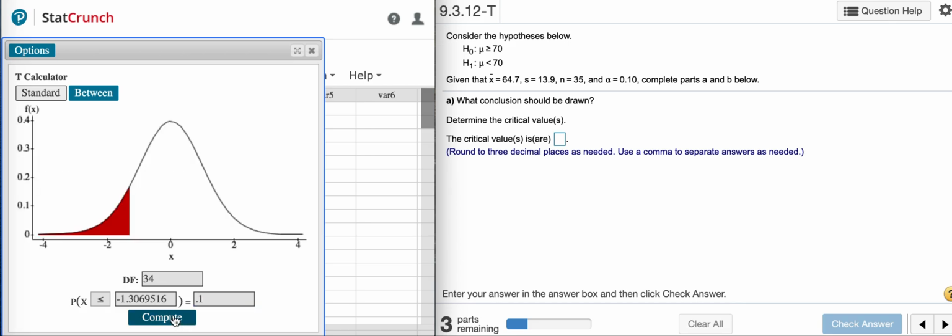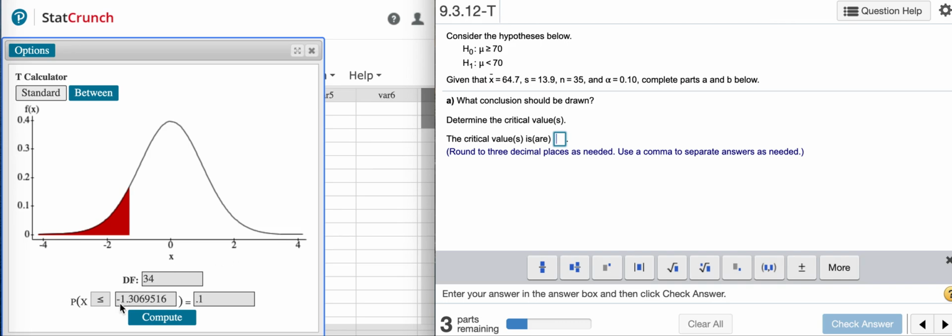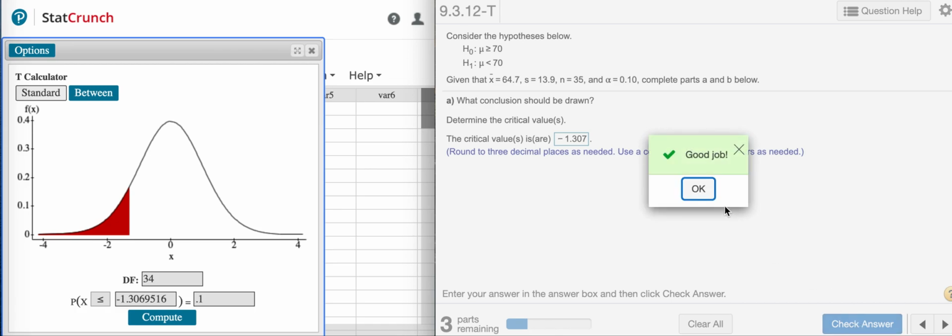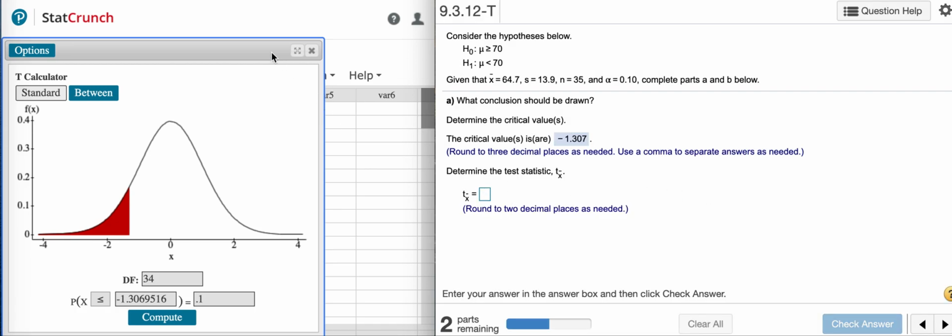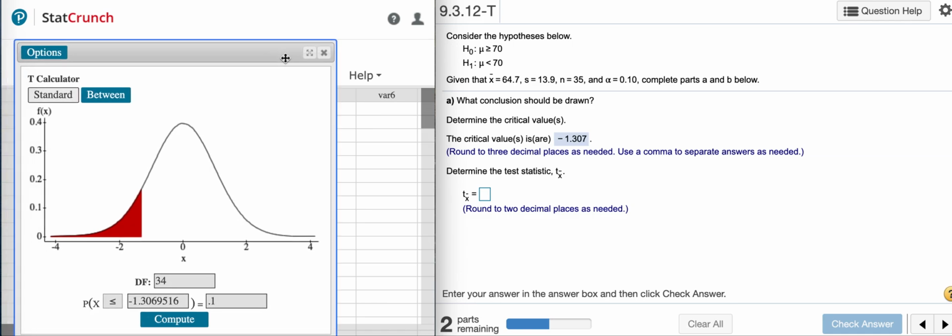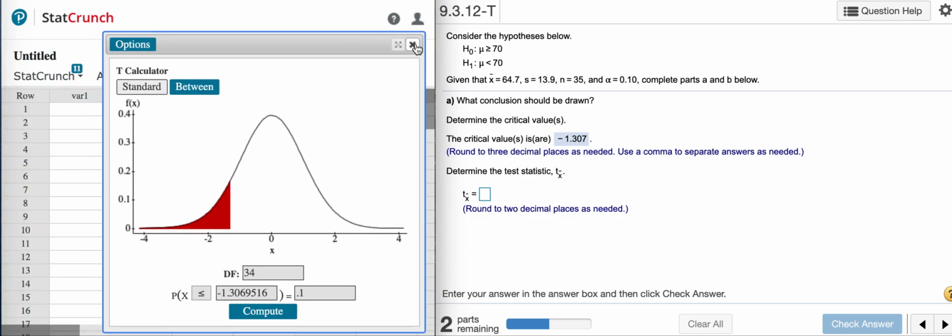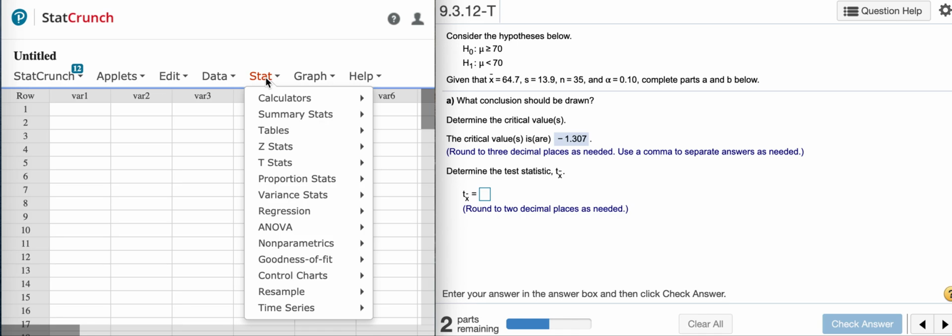And so if I compute the value, the critical value will be negative 1.307. So if it's outside that boundary in the red, we would reject the null hypothesis. So let's do this. I'm going to close that. Now we're going to run the test.